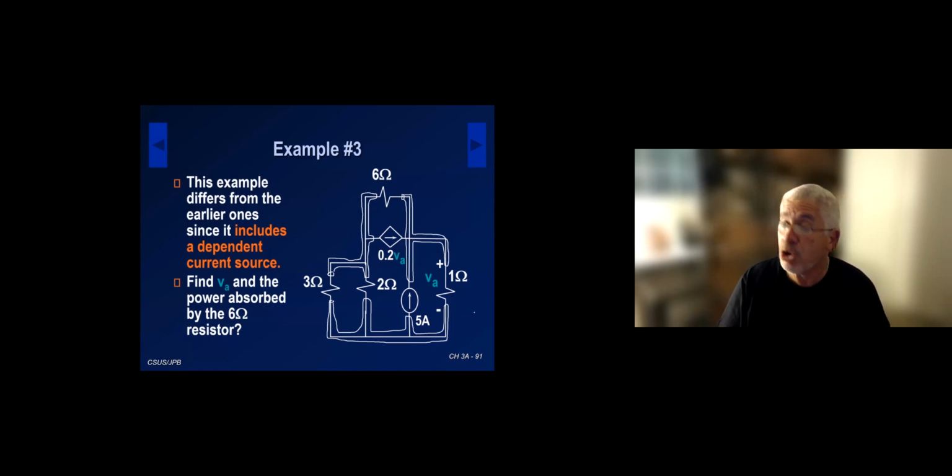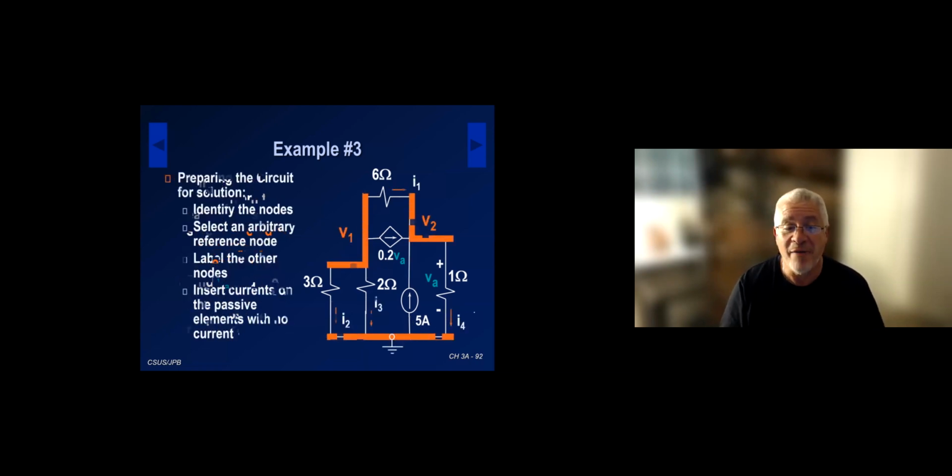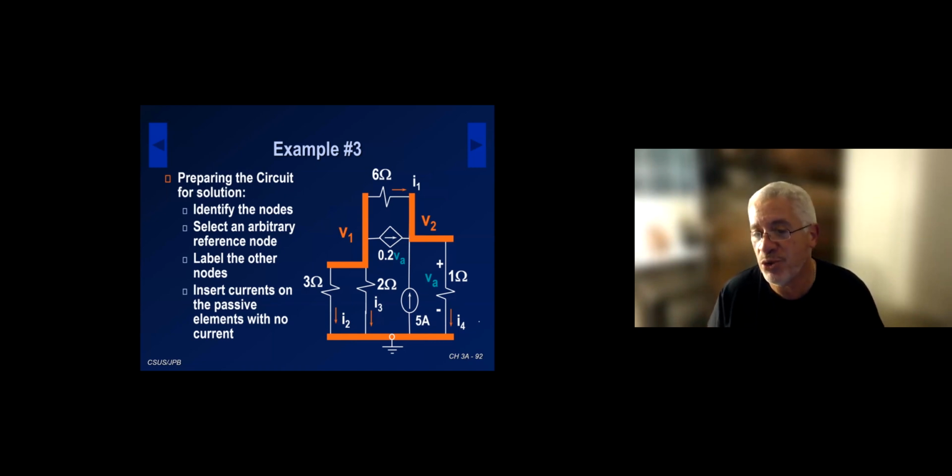Now I'm going to show you the circuit prepared, where all of those preparation steps have taken place. I've identified the nodes, nice in orange. I've selected a reference node and put it at the bottom. I label the other nodes V1 and V2, and then I insert current on the resistors. Again, the direction of these currents, left to right or right to left, is totally arbitrary. There's no right or wrong. This is what I call preparing the circuit for solution.